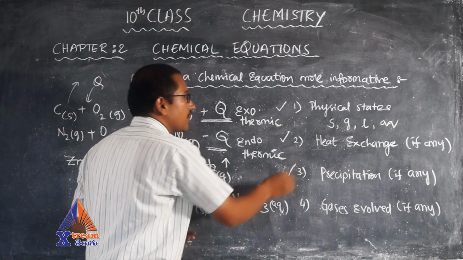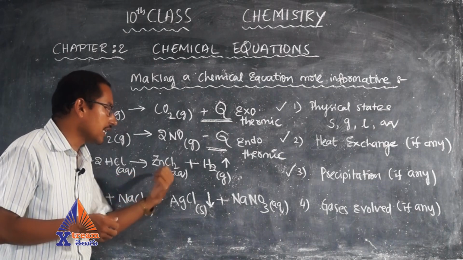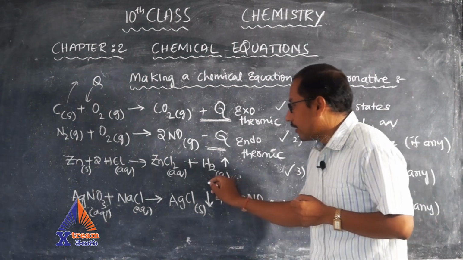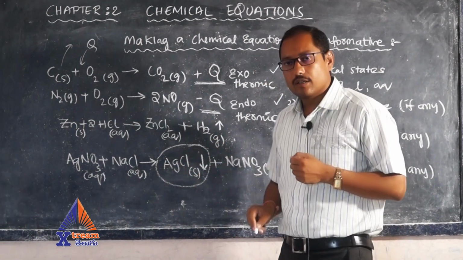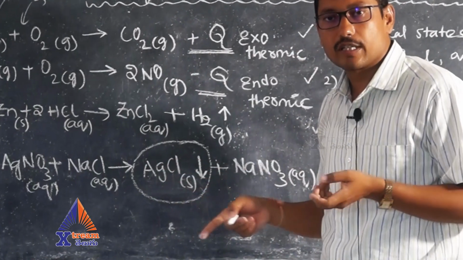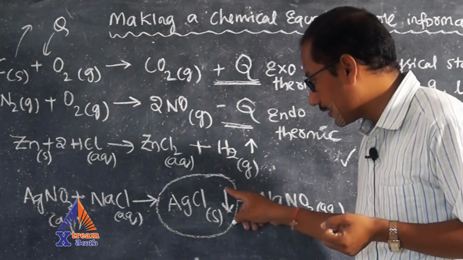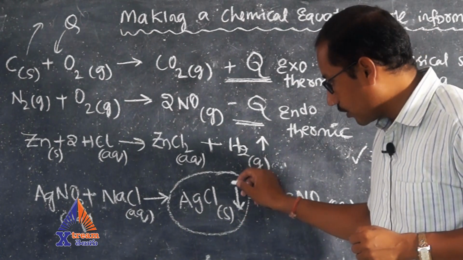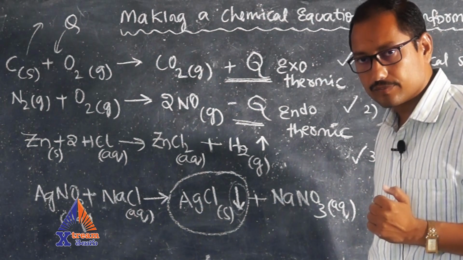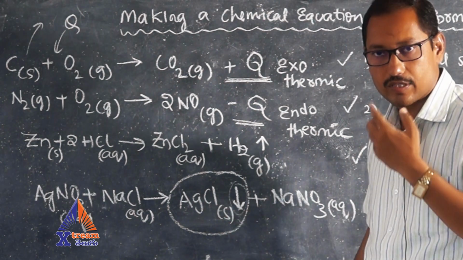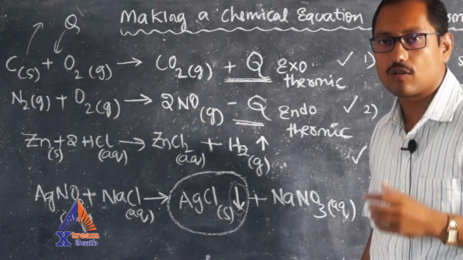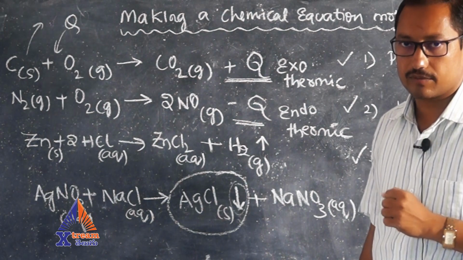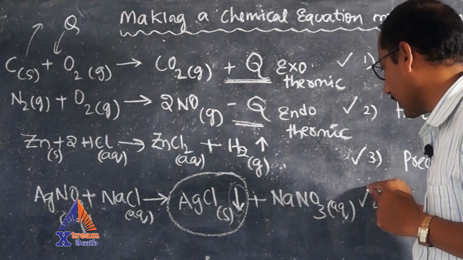Next, precipitation. Here in the third equation or in the fourth equation, you can see silver chloride, a solid which is formed in those liquids during the chemical reaction, and it has settled down at the bottom of the beaker. This downward arrow represents settling down. Such solid particles which are produced and settle down in the beaker are called precipitation. And precipitations are represented with a downward arrow mark. This is done.